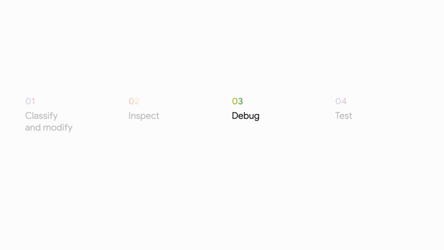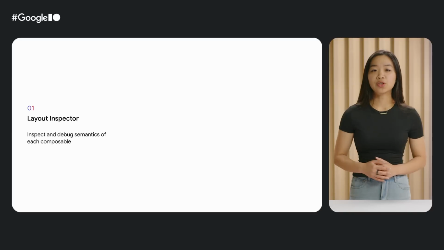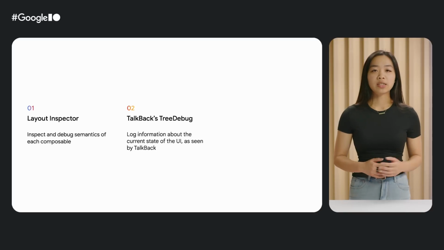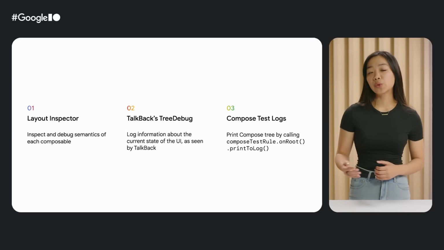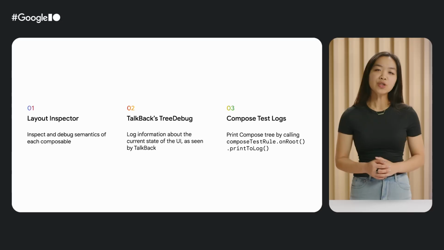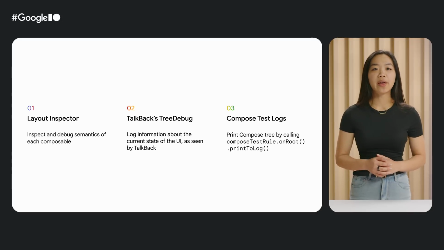Between Compose, the semantic system, and Android accessibility services, you might run into unexpected accessibility behaviors that are difficult to trace. But there's a good chance that semantic properties can help you understand why your components are behaving the way they are. You can debug with a tool of your choice, from Layout Inspector in Android Studio, to Tree Debug in TalkBack developer settings, to Compose test rules print to log. These tools provide information about nodes and their properties that are exposed to accessibility services by Compose.